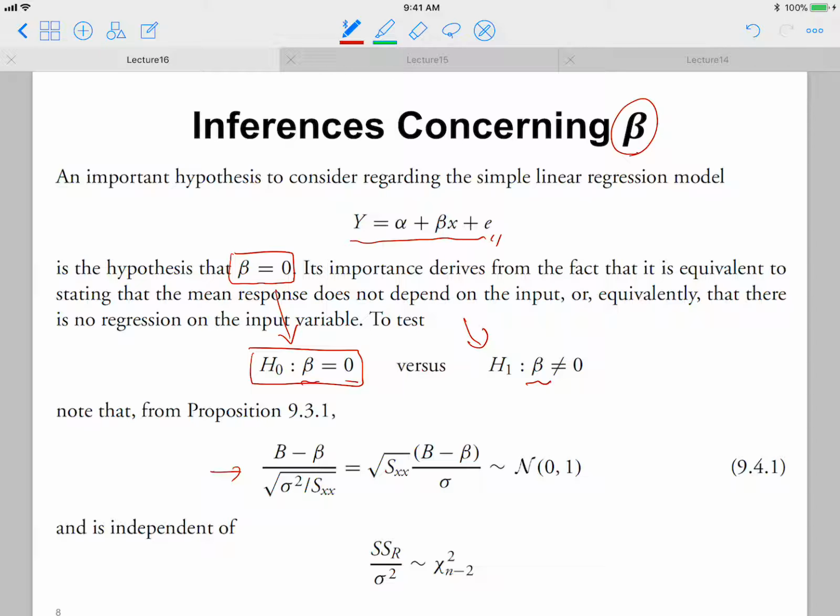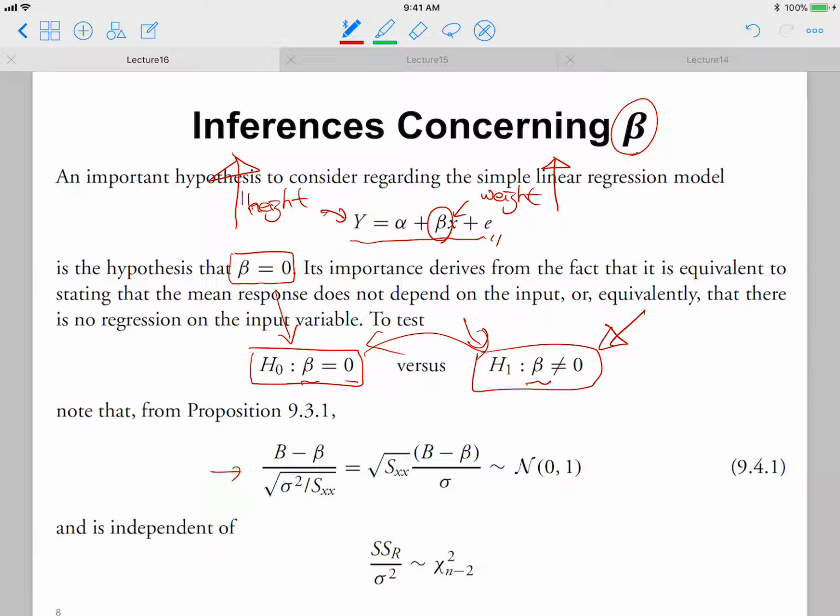And what is the meaning of these two? Suppose this is the height, and this is the weight of a person. Do you think beta is 0 or not? Definitely if weight increases, height will also increase, right? It may not always be true, but there will be some correlation or meaningful relationship between these two. So in that case, it will correspond to this.